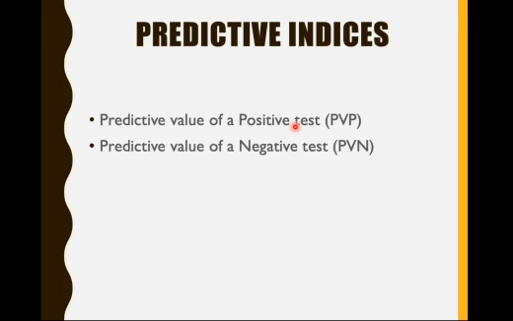But I would like this term, predictive value of a positive test and predictive value of a negative test, because they tell us what their meaning is. The predictive value of a positive test is that if the test is positive, what is its predictive value, or what is the probability that the person has the disease? The predictive value of a negative test means if the test is negative, what is the predictive value? What is the probability that the patient does not have the disease?